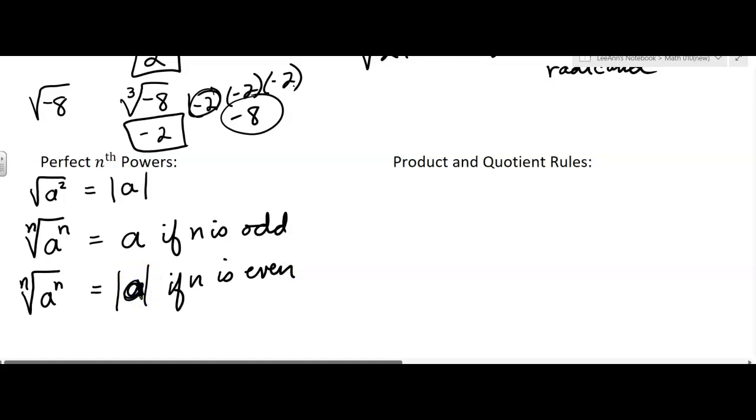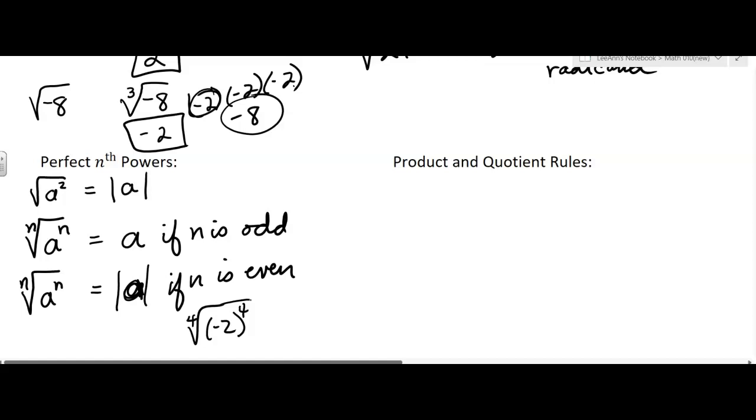Because see, then you'd have a problem. If you wanted to say, what's the fourth root of negative 2 to the fourth power? It's not going to be negative 2, right? Because when you multiply negative 2 times negative 2 times negative 2 times negative 2, you're going to get a positive number, and then when you take the fourth root, it's going to be positive. So that's why we have to use absolute value if the index is even.